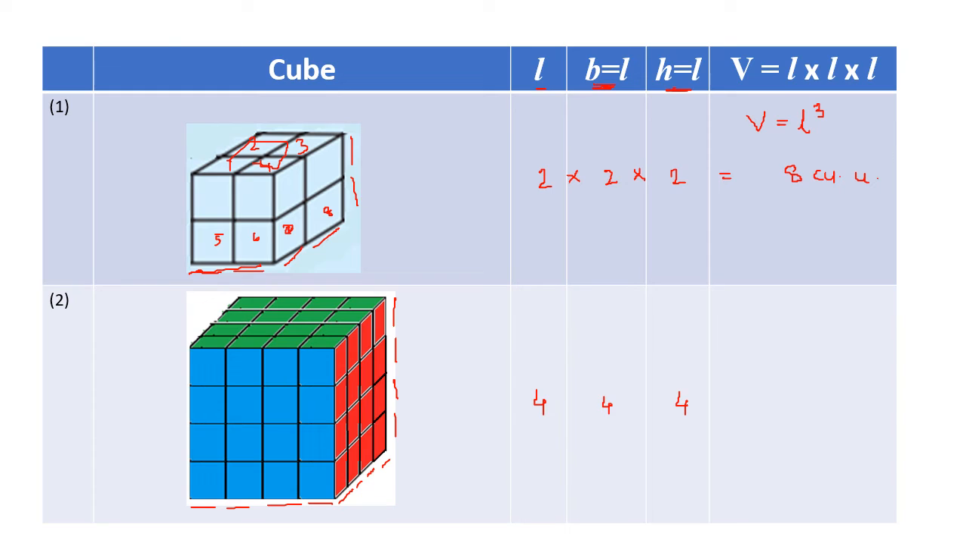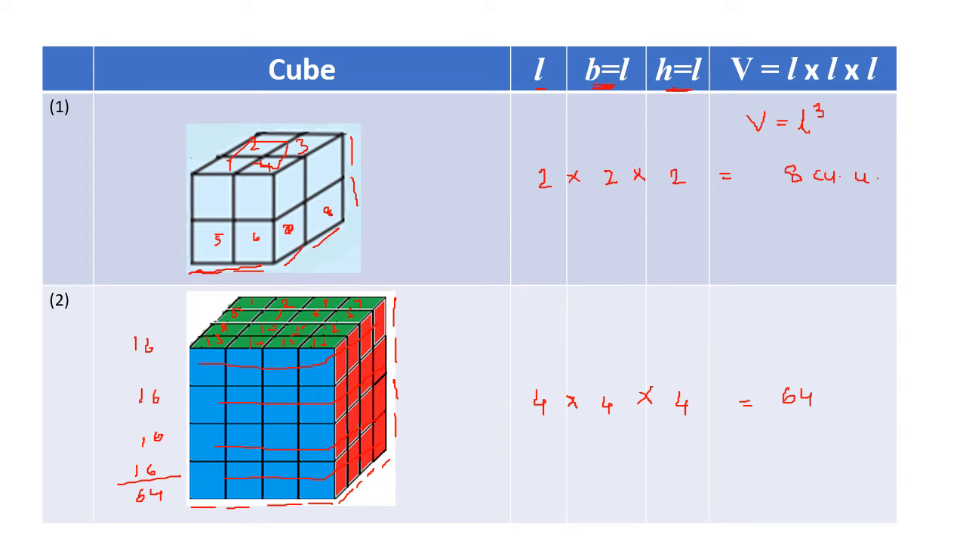Now, how many total cubes here? So you've got 1, 2, 3, 4, 5, 6, 7, 8, 9, 10, 11, 12, 13, 14, 15 and 16. 16 on the top row, 16 in the second row, 16 in the third row and 16 in the fourth row. So if you add up all this, you get 64. Also, 4 into 4 into 4 gives us 64.